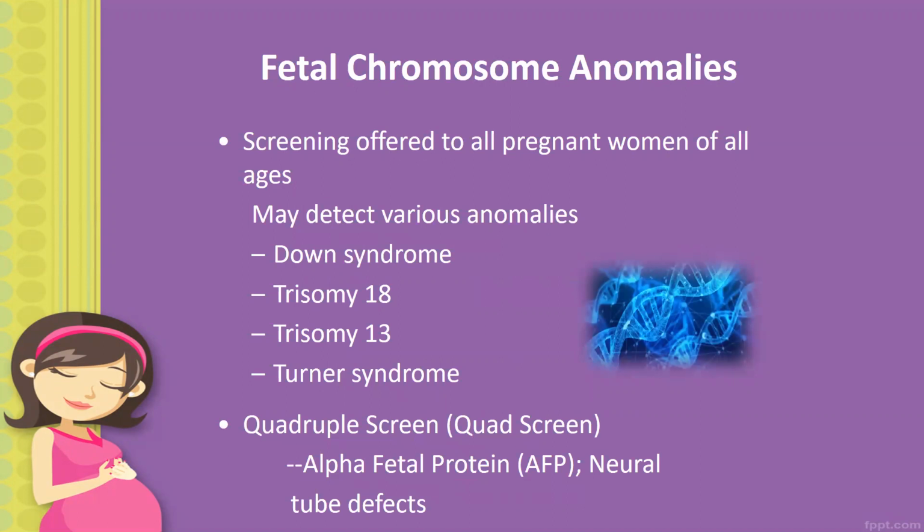Checking for anomalies, we can have genetic chromosome tests done. There are several different ones that can be completed. The screening is offered to all pregnant women of all ages, and these screenings look for and detect anomalies such as Down syndrome, trisomy 18, trisomy 13, and Turner syndrome. The quadruple screen or quad screen checks for several things, but one of the main things it looks at is alpha fetal protein, and that checks for neural tube defects.